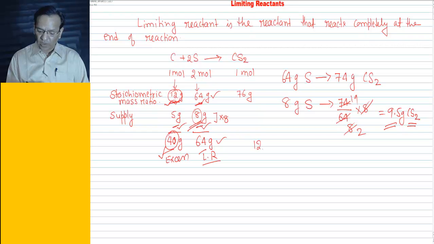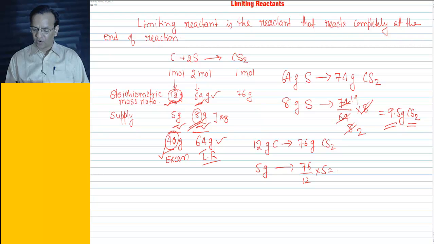So here 12 gram carbon gives 76 gram CS2. So 5 gram of carbon will give 76 upon 12 into 5, which is 76 into 5 divided by 12, so it is 31.66 gram, which is wrong. Why?